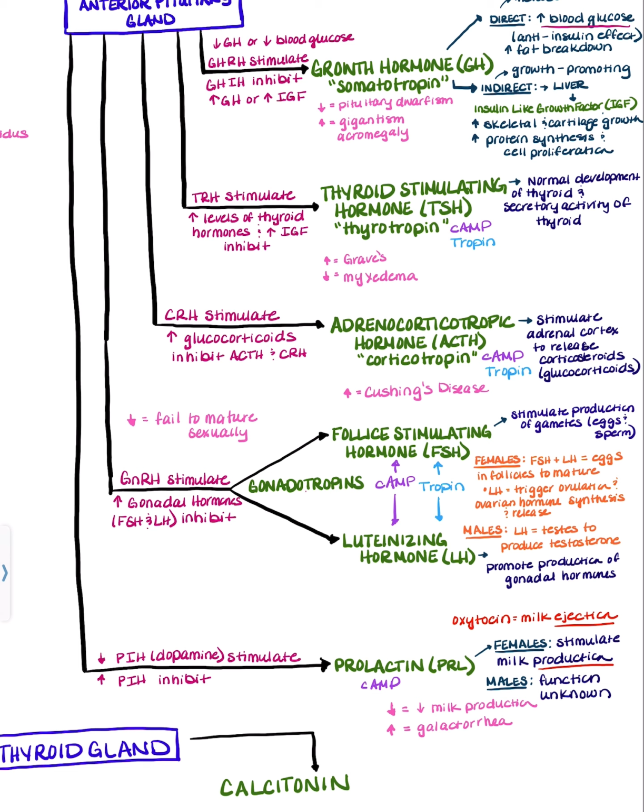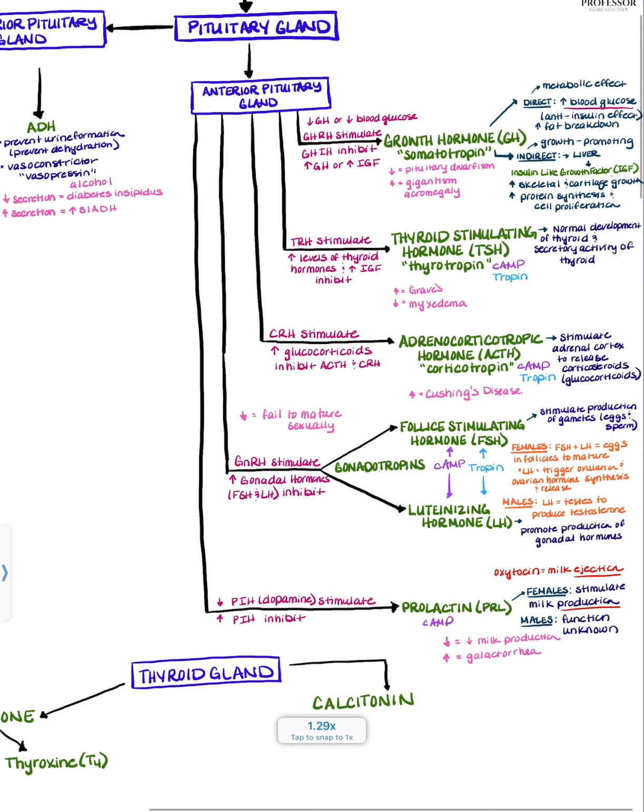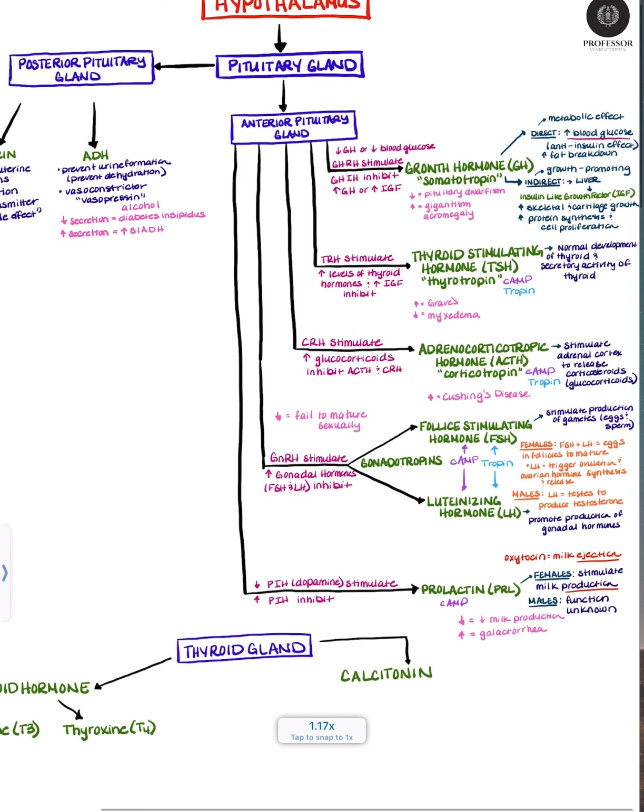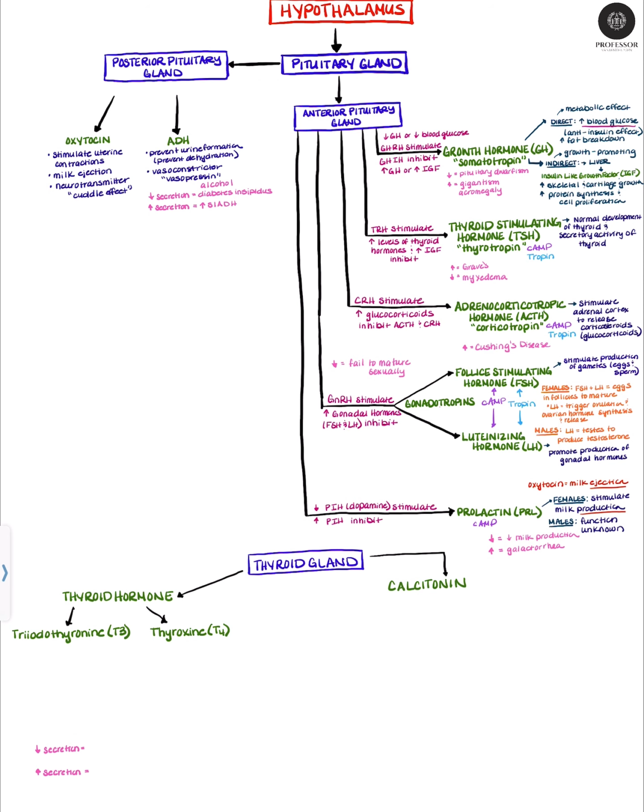If we're talking about the thyroid stimulating hormone, the target of that hormone is going to be the thyroid. The adrenocorticotropic hormone, that target's going to be the adrenal cortex. And if we're talking about the gonadotropins, that target is going to be the ovaries and testes. And if we're talking about prolactin, the target of the hormone is going to be breast tissue. And that's it. Now we've finished the pituitary gland, which is probably the most complicated gland that we have.